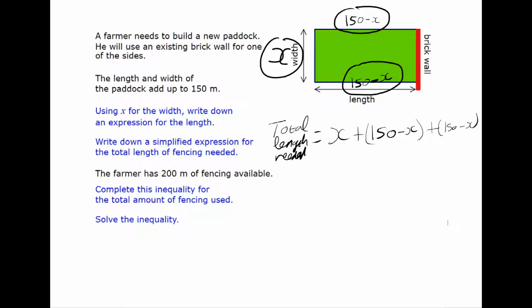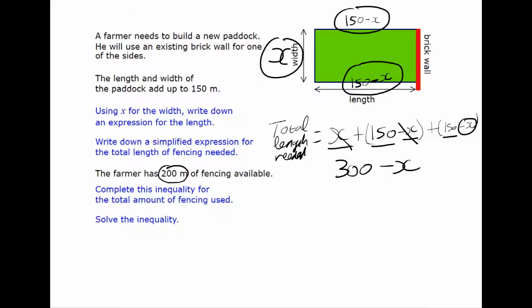Let's collect like terms. You've got x take away x, which is 0. You've got 150 plus 150, that's 300. And then you've got this minus x. So we have 300 minus x. That's our expression for the total length needed. Now he's only got 200 metres of fencing available. So complete the inequality for the total amount of fencing used and solve the inequality.